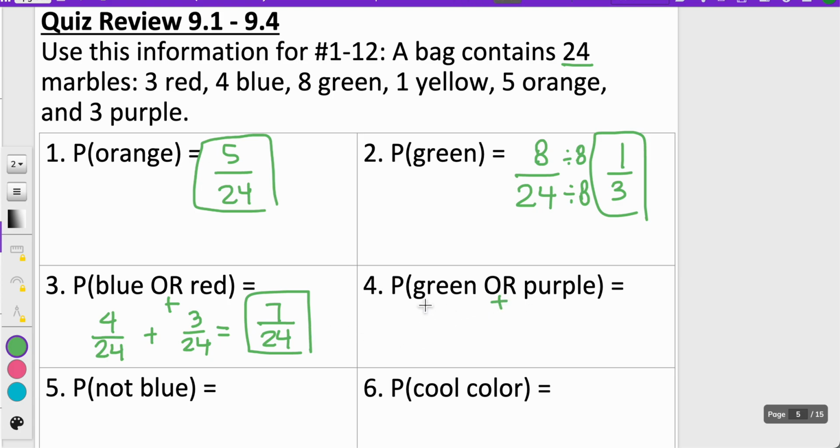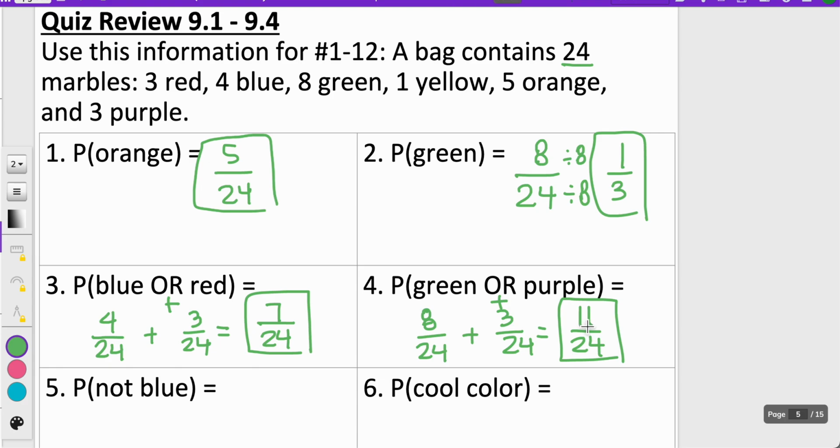And then same thing for number 4. Green or purple means I need to add the 8 green plus the 3 purple. Add top numbers, I get 11. Keep bottom. Out of 24, can't be simplified.